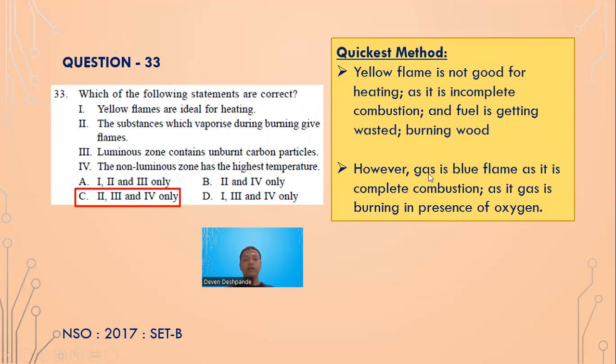What is a good flame for burning? The flame which actually reacts with oxygen, like gas. If you observe gas, it is actually a blue flame. The flame over your gas stove is a blue flame, because it has the LPG, the liquefied petroleum gas, burning very well in presence of oxygen. So that's why it is a good flame. The blue flame is actually good for heating, isn't it? So 2, 3, and 4 are correct. The only incorrect one is number 1, yellow flame. It is not ideal for heating. Blue flame is ideal for heating.